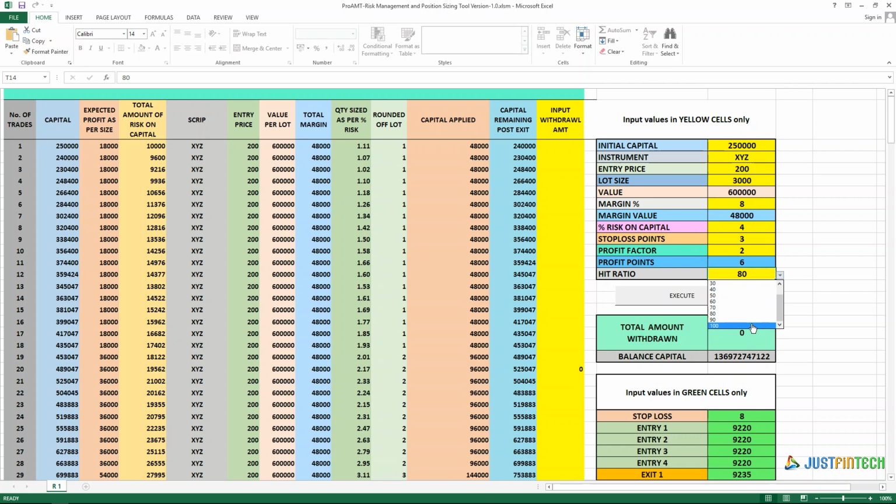They can select this 100% option and press execute, like we pressed it for all other hit ratios. When you are changing anything, make sure that you press execute so that the calculations are executed. And at 100 you can try to execute and see, and there is a surprise waiting for you. I think that's all I wanted to discuss.